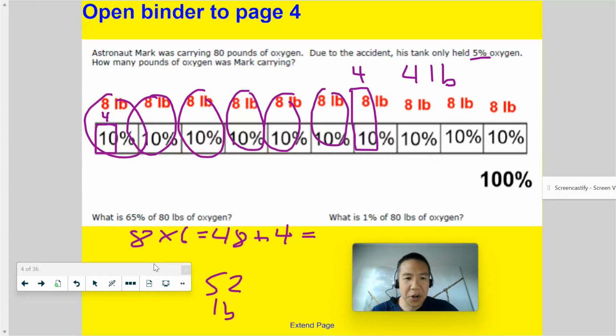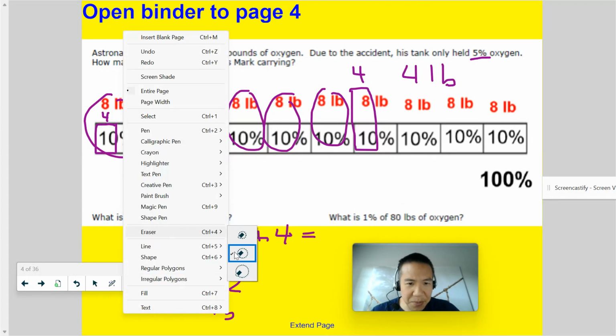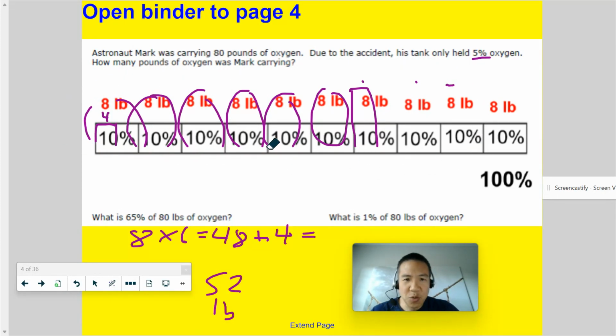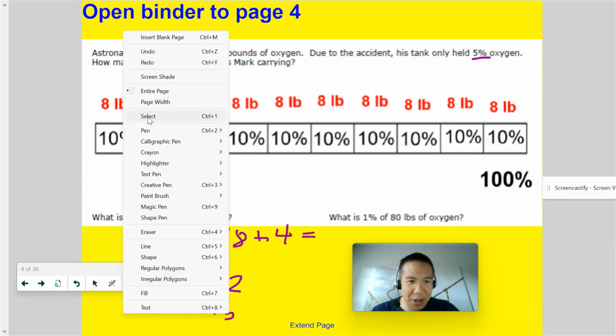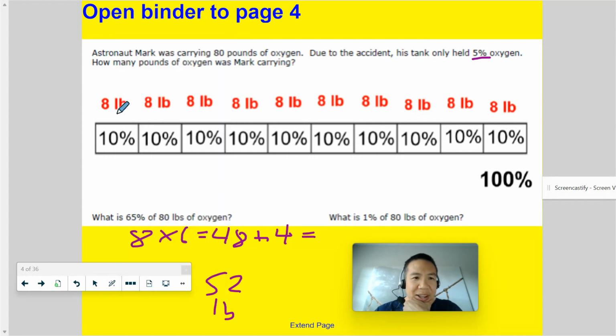Now let's get a little more harder here. Let me first get my eraser. Erase this. What is 1% of 80 pounds? So let's go back and answer this question. If each 10% is 8 pounds, what would this itty bitty 1% be? That means going from 10% to 1%, I need to divide it into how many groups? I need to divide it into 10 groups. So what's 8 pounds divided into 10 groups?